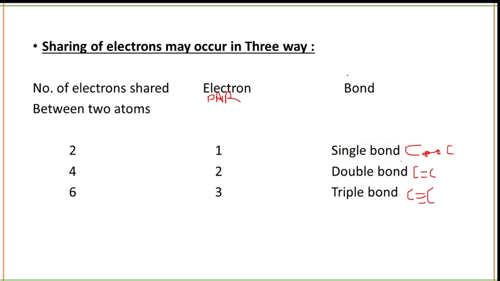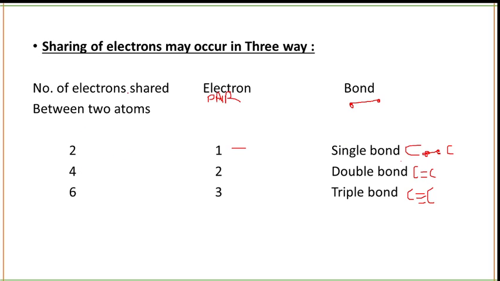Once again, this is the annotation to show the formation of a bond. This is a single bond and it has two electrons, 1 and 2, and two electrons combine to form a single pair of electrons. So as you can see, the number of electrons shared between two atoms is 2, that's why the electron pair is 1, and this one electron pair means a single line, a single bond.